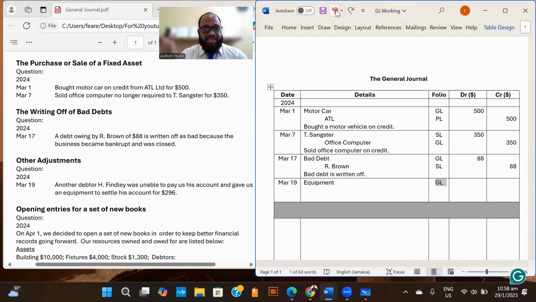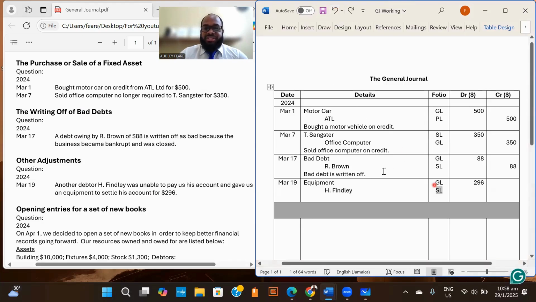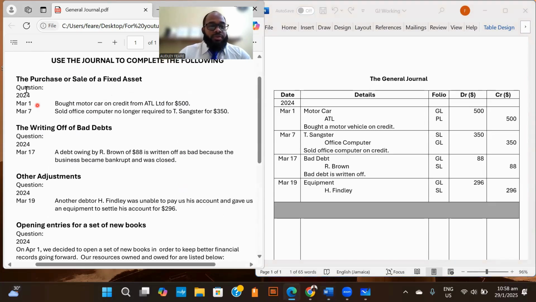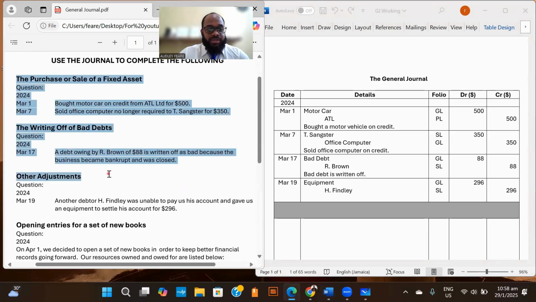And of course, fixed assets, they all go to the general ledger, and the amount was 296. The other account in the transaction is H. Finley, a debtor, and this debtor's amount has decreased. When asset decrease, we credit. So it's double entry we're doing in the journal. And of course, H. Finley would find in their sales ledger, just like R. Brown, because they're customers. And the amount is $296. So that is how we do the purchase or sale of fixed asset, the writing off of bad debts, other adjustments when we're using the general journal.